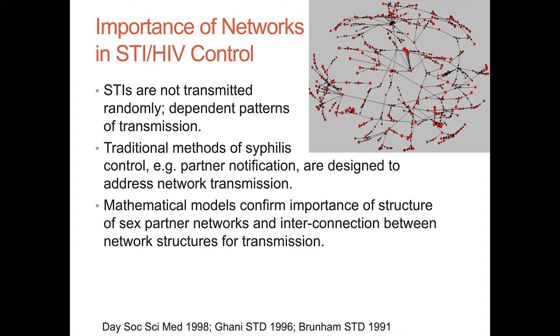The links between and among people have direct consequences for transmission and result in population morbidity and mortality. Patterns of transmission depend upon who has sex with whom and the structure of sexual networks. Traditional methods of syphilis control, such as partner notification, that are familiar to many of you, or called contact tracing, are in part designed to address network transmission.